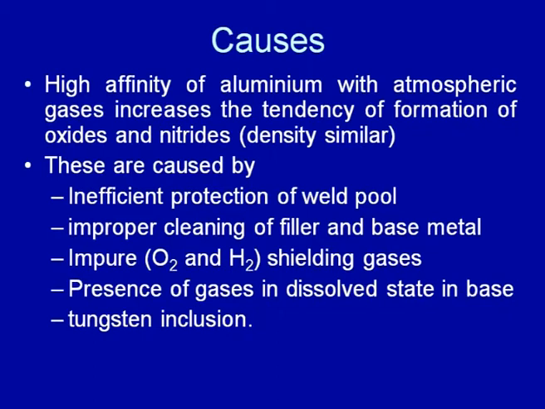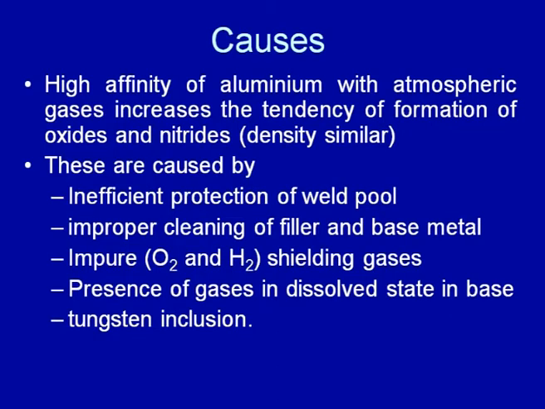So, the main causes of the inclusions include the high affinity of the aluminum with the atmospheric gases, which increases the tendency of the formation of oxides and nitrides, because these have densities similar to that of the aluminum. Because of having a similar density as compared to that of the aluminum, these tend to remain in the molten weld pool, and they do not come up to the surface in the form of slag or impurities, and because of this these tend to be there in the weld region.